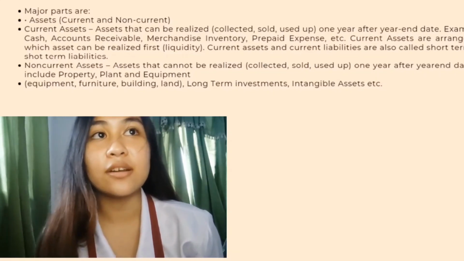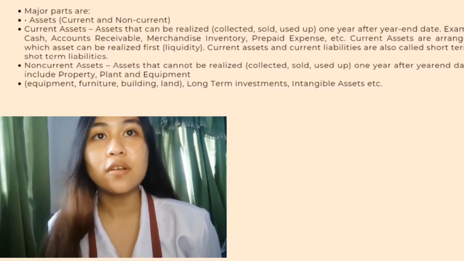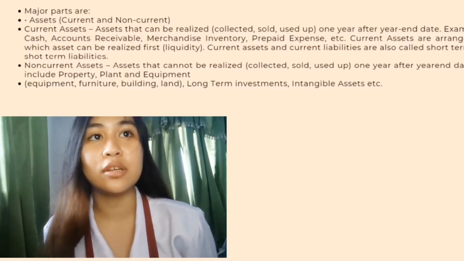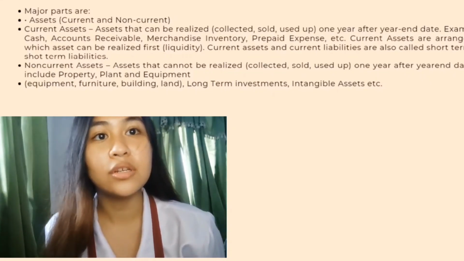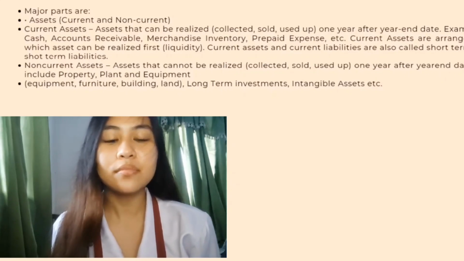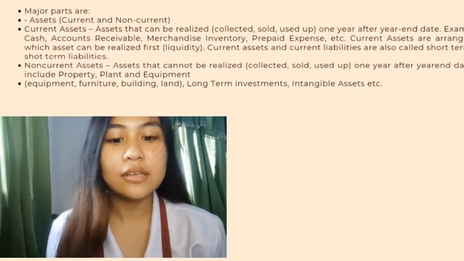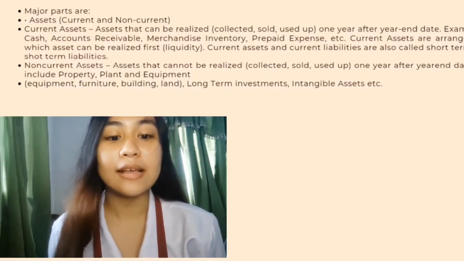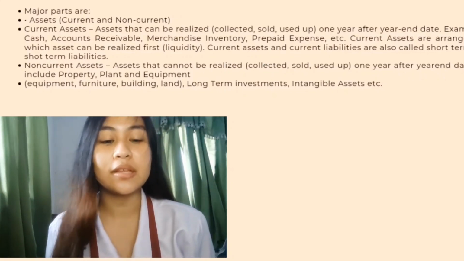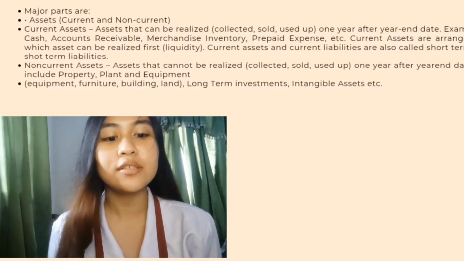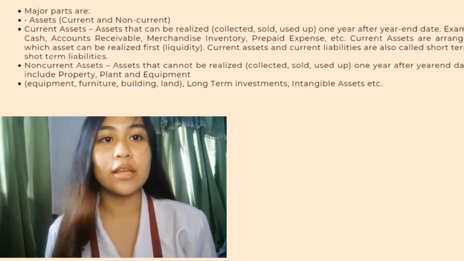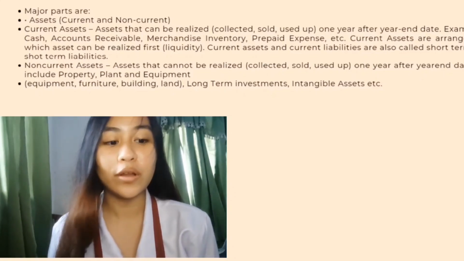Current assets and current liabilities are also called short-term assets and short-term liabilities. So, the current assets, those are the assets of the company that are expected to be conveniently sold or consumed within 1 year.